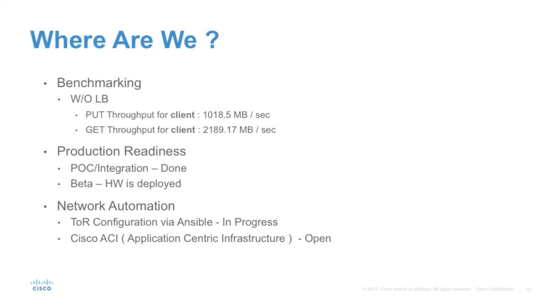This is the data that we get without the load balancer, because the load balancer is always the bottleneck in our environment. Other than that will be the network. So we can get the PUT per client throughput of 1 gigabyte per second. The GET can be 2 gigabytes.